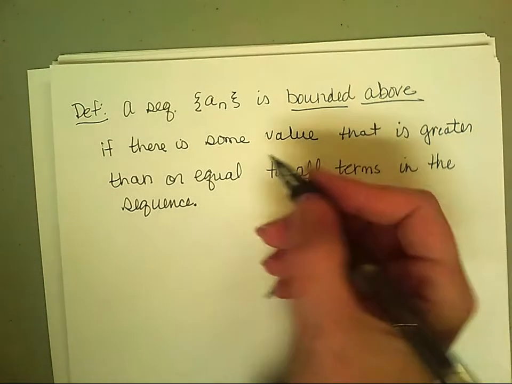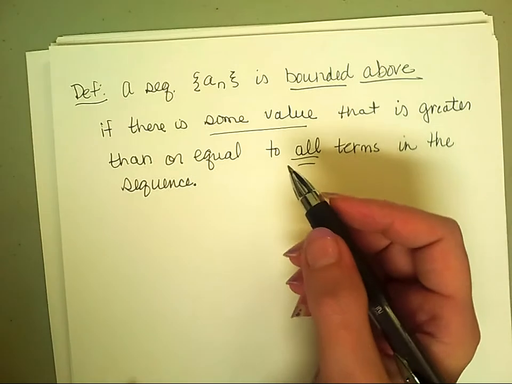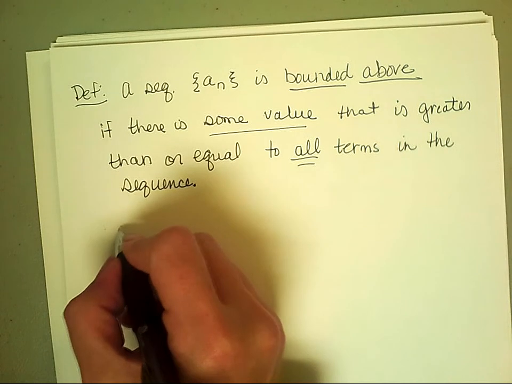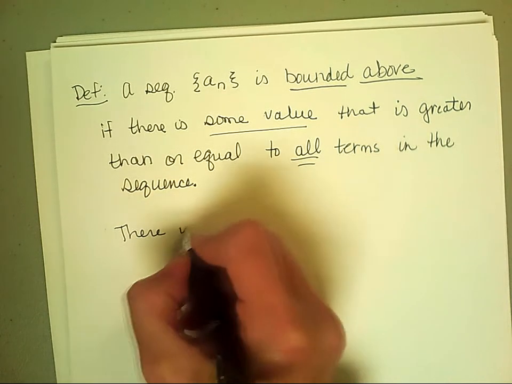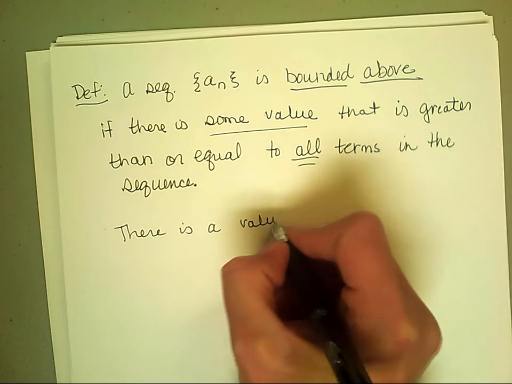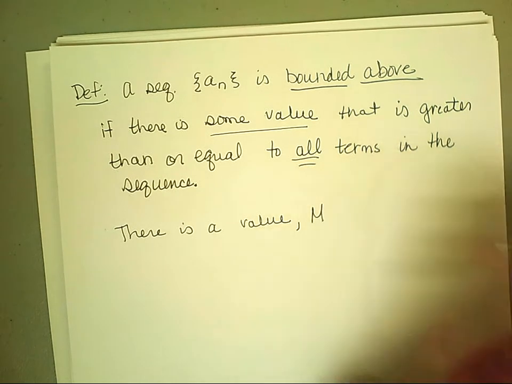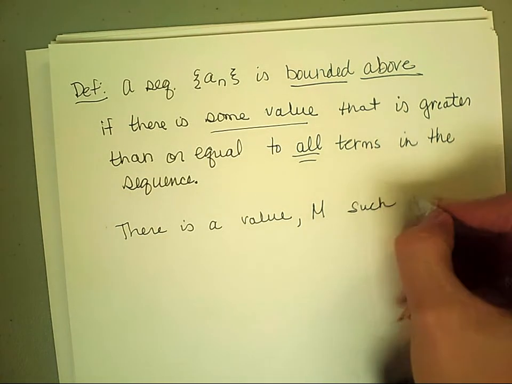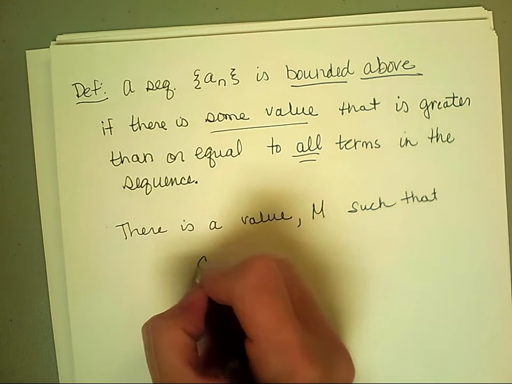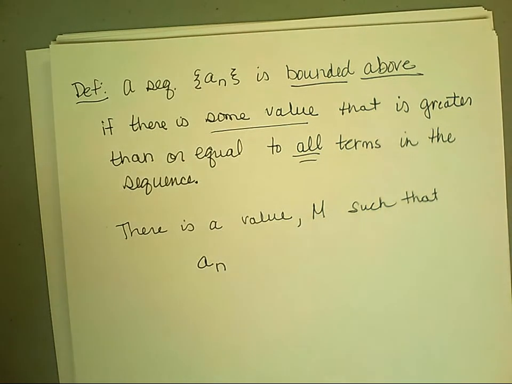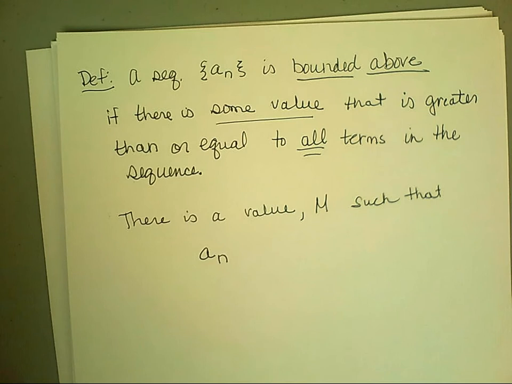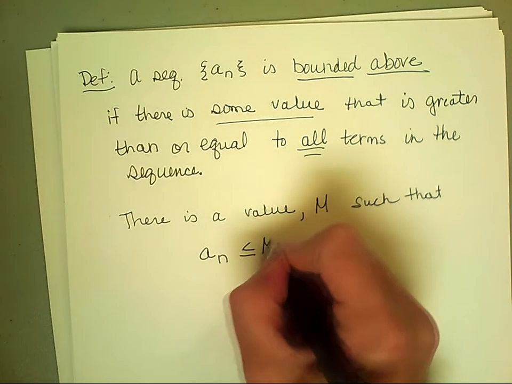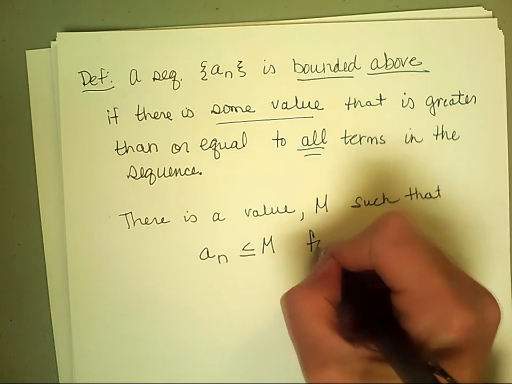Well, what should we call this? A value. Okay, so in other words, let's call this a value. That means there is a value. Let's call it m. And such that what happens? Well, when you take any term in the sequence, a sub n, we'll just call it the nth term, all of those terms in the sequence have to be less than or equal to this value for all n.